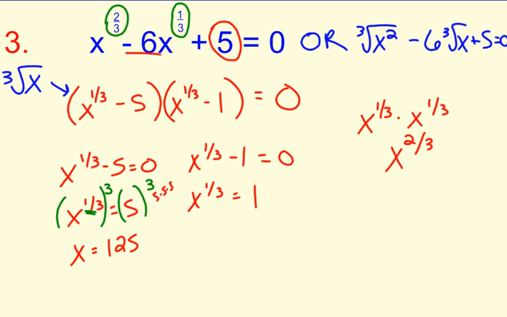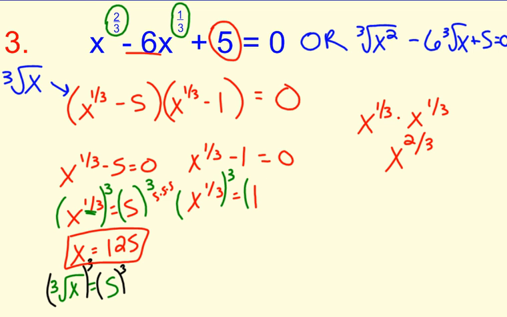Another way you could have looked at it is if you decide to write it in radical form, it would have been the cubed root of x equals 5. So then hopefully you realize when you are cube rooting, to undo that you would cube both sides. So the same answer. I have x equaling 125. There's one of my answers. And then over here, same idea. I'm going to go ahead and cube both sides. 1 cubed happens to be 1. So x equals 1. If you would check this solution using your calculator, both of them would check.